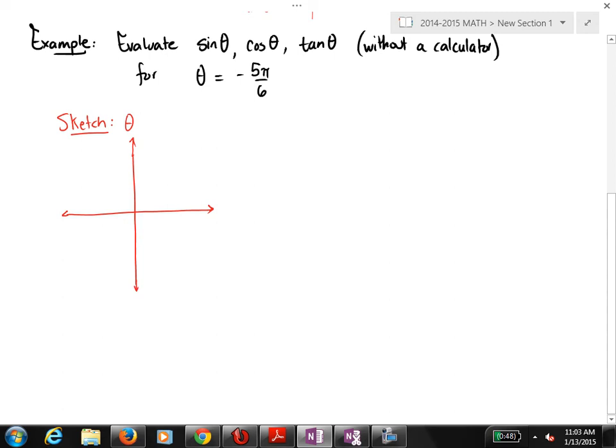If you're not familiar with radians, as far as where it's going to land in quadrant 1, quadrant 2, quadrant 3, or 4, then the first thing I would do is convert to degrees. It's a lot easier to work with degrees. Negative 5 pi over 6 times, how do I convert this to degrees?